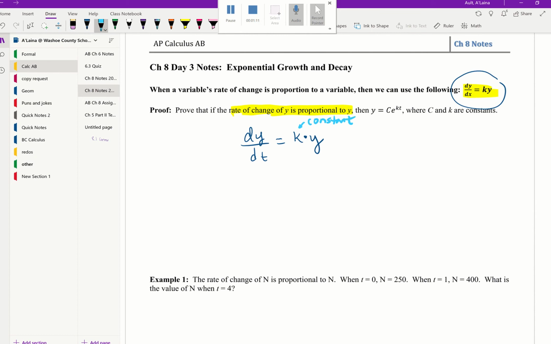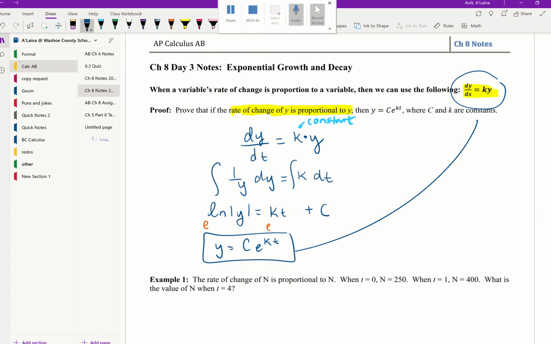Well, I'm going to go ahead and use separation of variables in order to integrate this. So I'm going to divide both sides by y. So 1 over y dy would equal k times dt. So if I integrate both sides, the natural log of the absolute value of y is equal to, remember k is a constant, it's not our variable, so this would be kt plus c. I'm going to exponentiate both sides in order to isolate y. So y would then equal c times e to the kt, which is helpful.